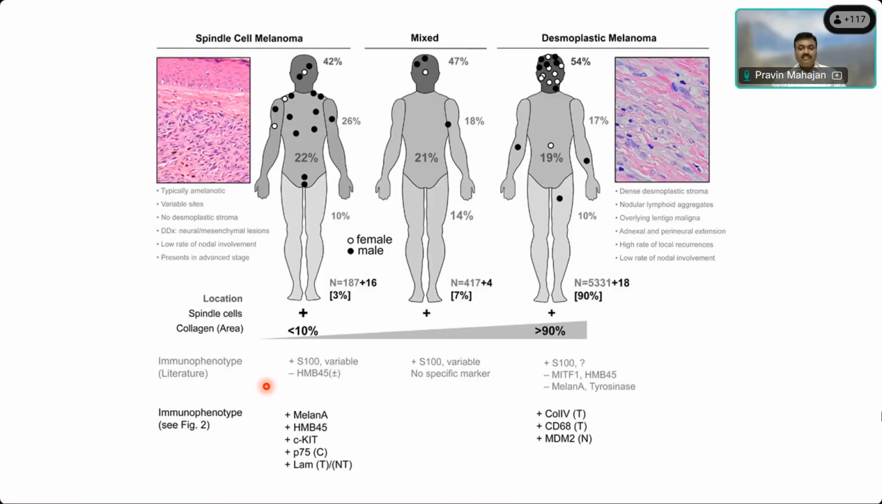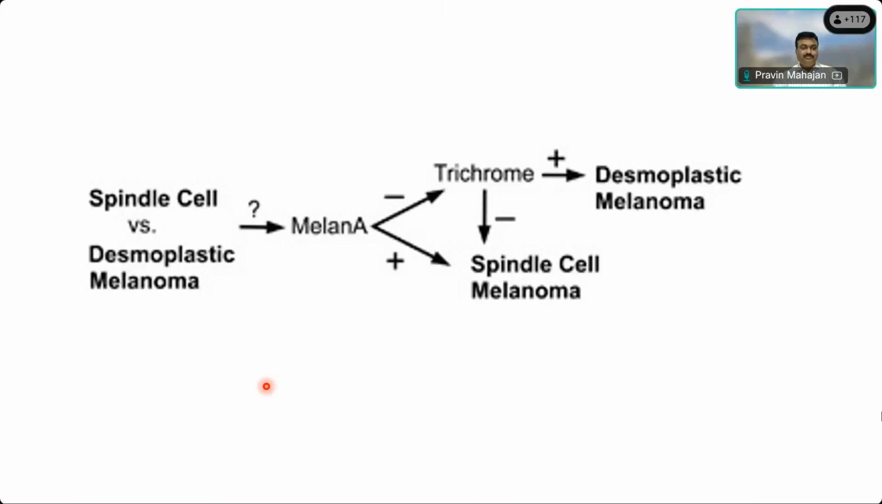And interestingly, the desmoplastic type may not even express the other melanocytic markers like melan-A and HMB45. They only express S100 or SOX10. So the diagnosis becomes very difficult. You again have to have very high suspicion for this type of tumor. Some people have come up with an algorithm for spindle cell versus desmoplastic. First, do the marker melan-A. If melan-A is positive, it is spindle cell melanoma. If melan-A is negative and only S100 and SOX10 are positive, then it could be desmoplastic melanoma, if you prove that there is a lot of collagen by doing a trichrome stain.